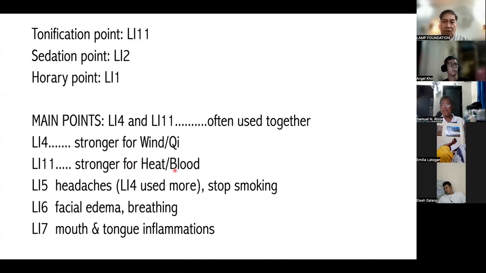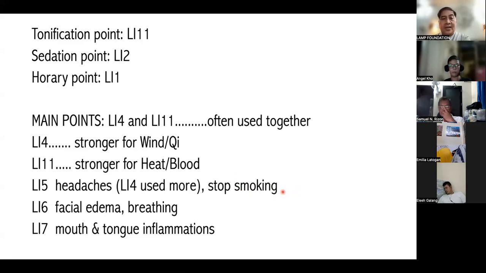Gets? So ito, yin to eh. LI11. Di ba blood? No? Chi. So heat or blood, you use LI11. Wind or chi, you use LI4. For headaches, mas common ng LI4, but I would suggest na gamitin mo to sa yung anatomical snuff box. You look for that. Ha? Di ba yung saan nilalagay yung pinapaa mo yung perfume. You can also use that point to stop smoking. Okay? But of course, it will not happen overnight.